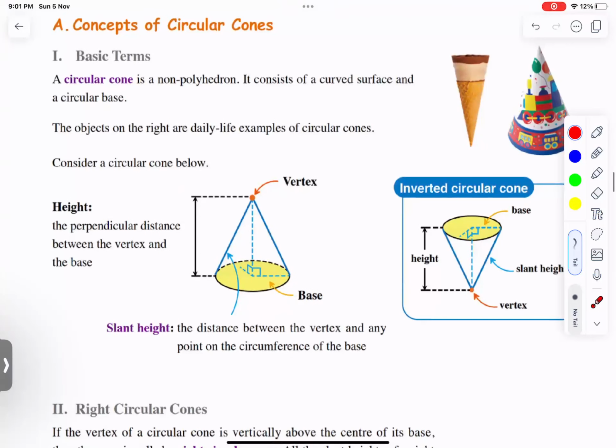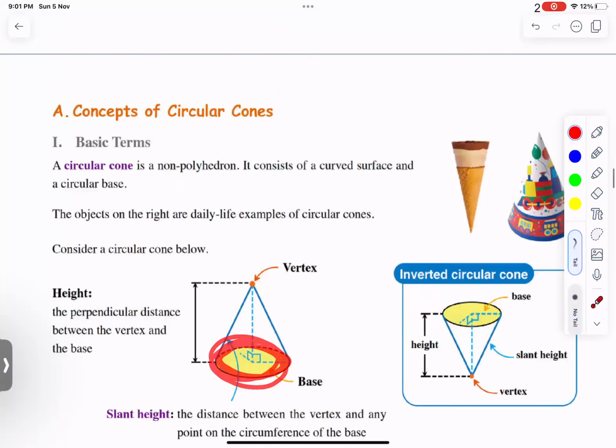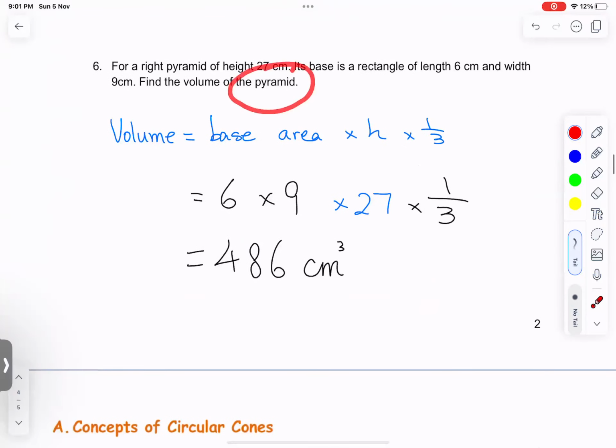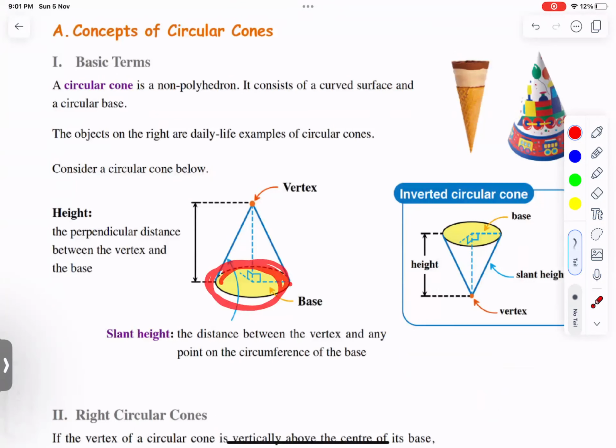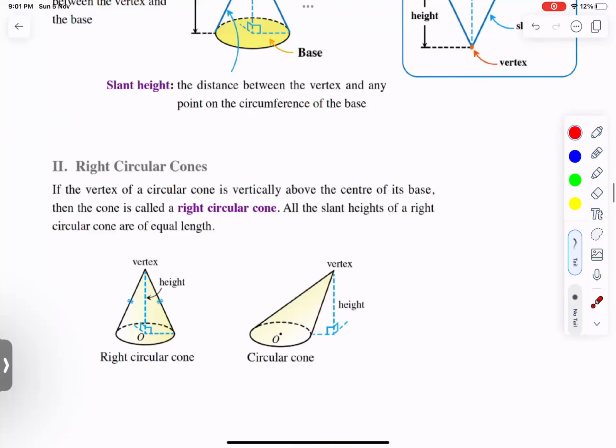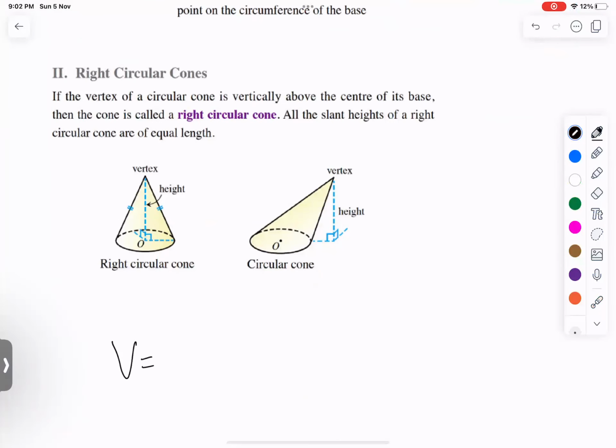So, a circular cone is basically something that has a curved surface, and the base is circular. Now, what is a circle? Round shape, okay? So that's the only difference between the pyramid and cone, that this has a circular base and that is non-circular. Again, your volume will still be base shape area times height times 1/3.